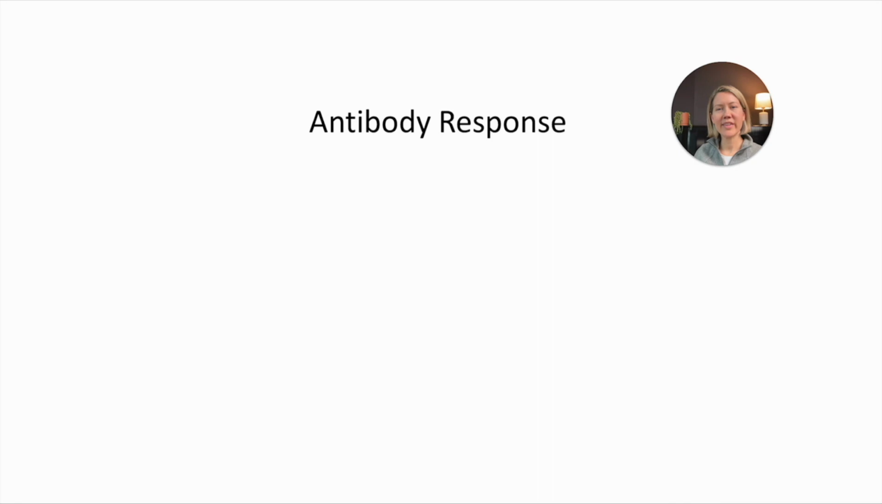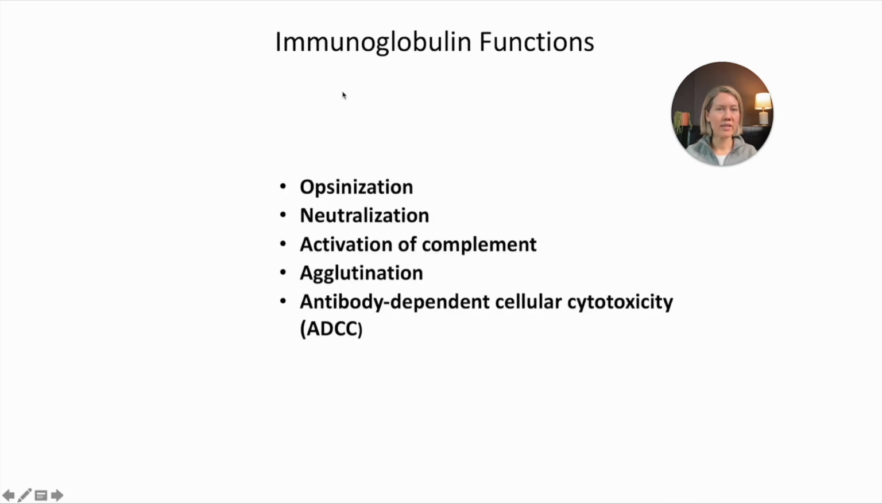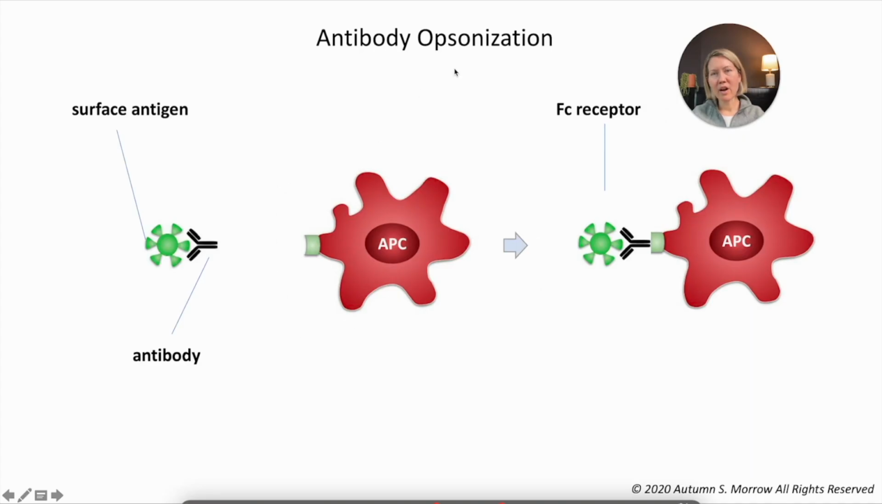Now let's cover the antibody response in the adaptive immune system. We'll begin with covering some immunoglobulin functions, including opsonization, neutralization, and activation of complement. So antibody opsonization occurs after an antibody attaches to a surface antigen on a pathogen. These antigen-presenting cells can actually bind with the antigen-antibody complex with an Fc receptor. I have the arrow a little bit off, but it should be pointing right here.